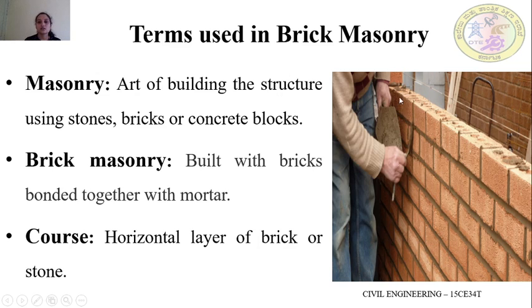The next term is the course. You can observe in this picture that there are many layers of bricks laid. This is the first layer of bricks, this is the second layer of bricks. The horizontal layer of bricks is called a course. So this is the first course, second course, third course, fourth course. Course means the horizontal layer of brick.